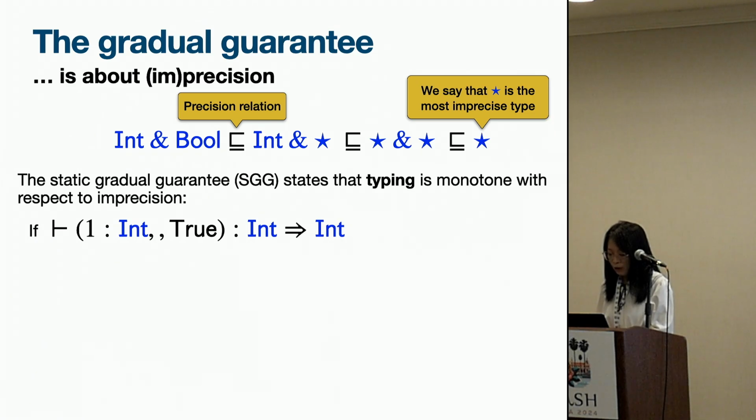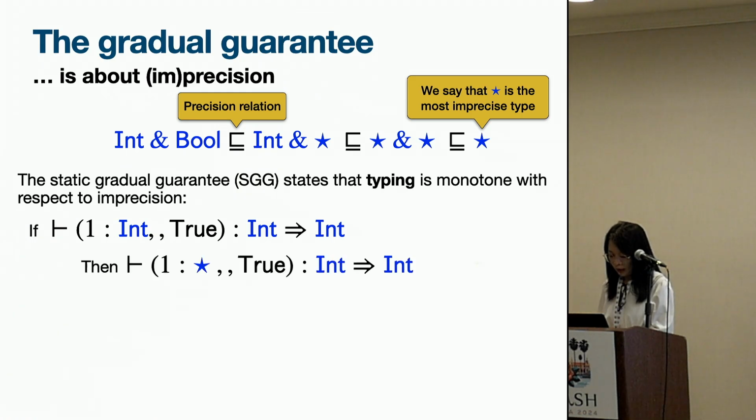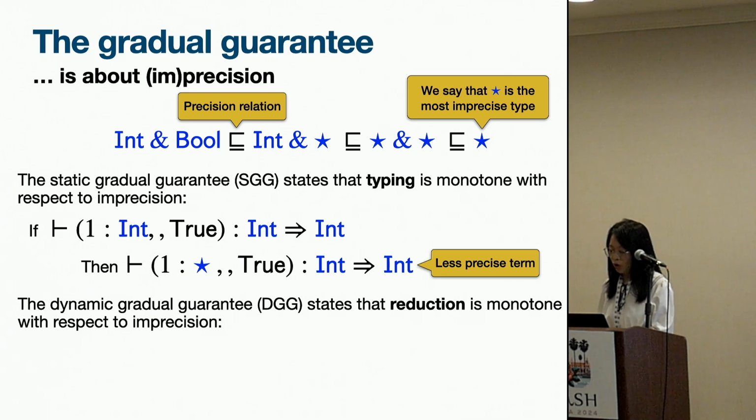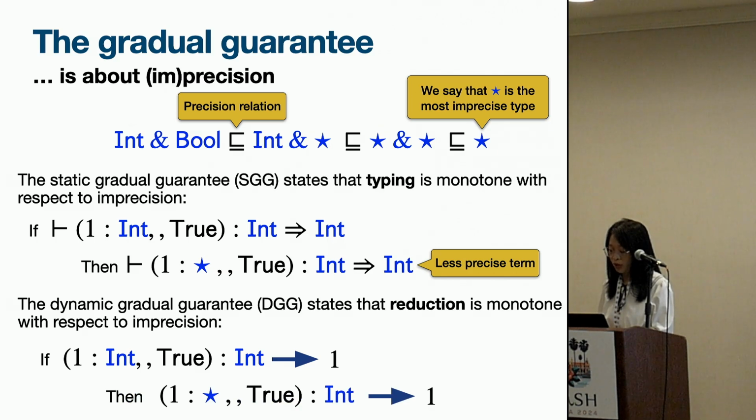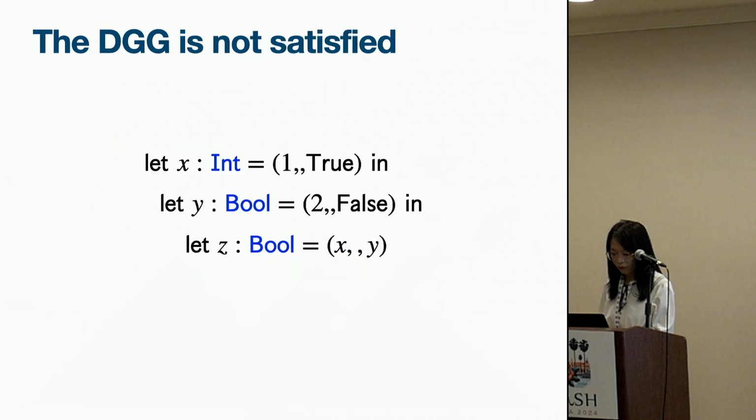So if you have a program that type checks, then a less precise program also type checks with a less precise type. And the dynamic gradual guarantee says that reduction is monotone with respect to imprecision. So if you have a program that reduces to some value, then the less precise program should also reduce to a less precise value. And the thing is that in lambda m star, the DGG is not satisfied.